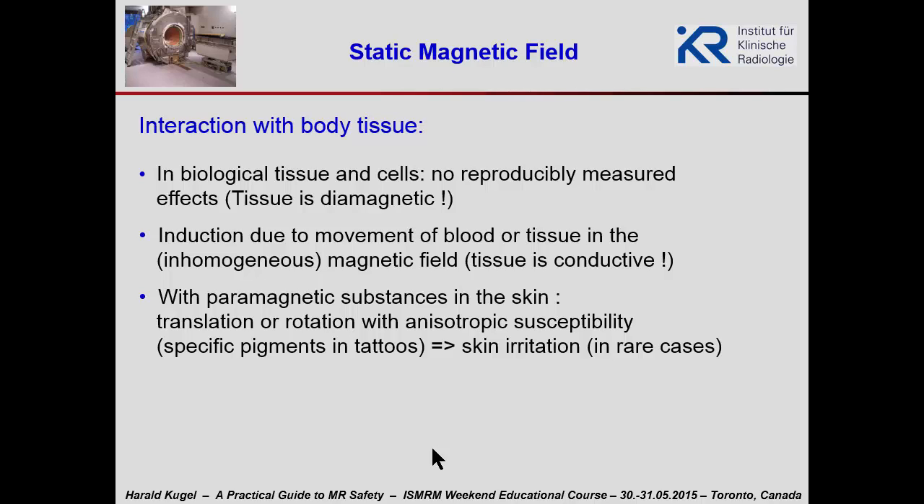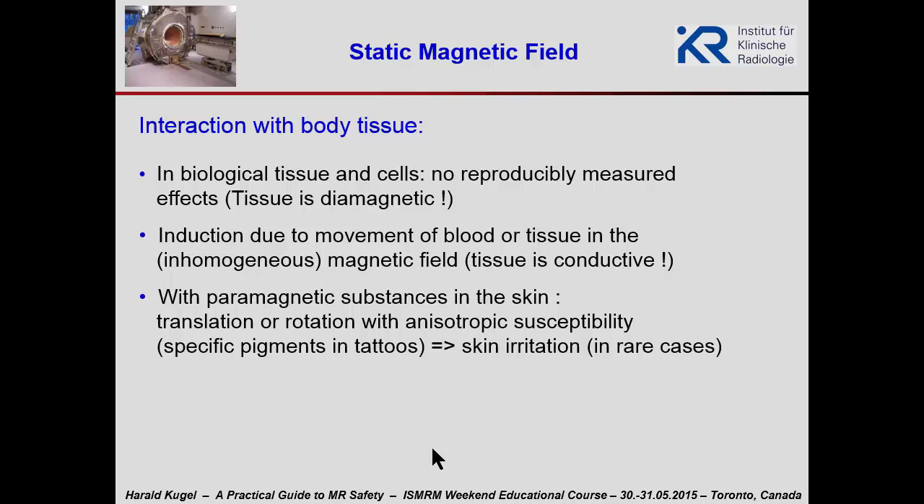Interaction with body tissue, well, there is no real interaction. Tissue is diamagnetic, and so there are no reproducibly measured effects on biological tissue and cells which have a permanent effect. Of course, tissue is conductive, which means due to movement of tissue or blood in an inhomogeneous strong magnetic field, there is current induction, but the effects of these currents are so small that we can neglect them for the moment.